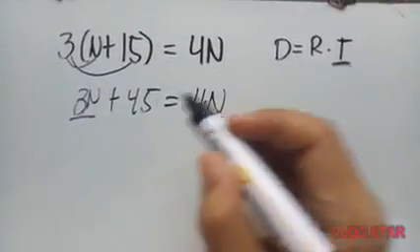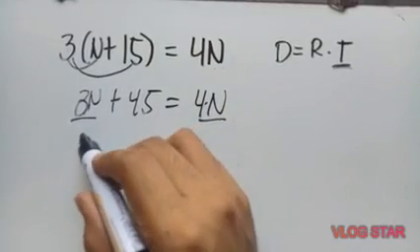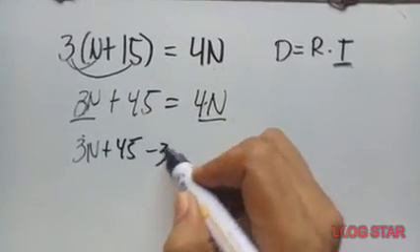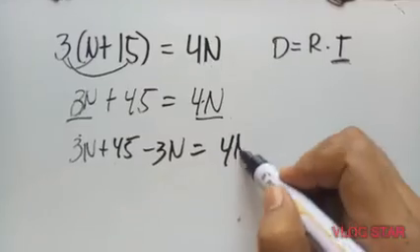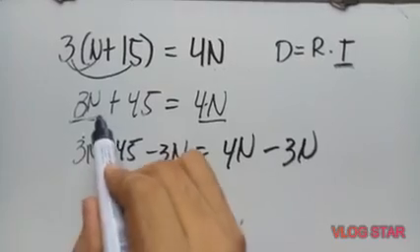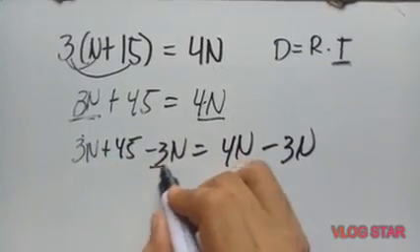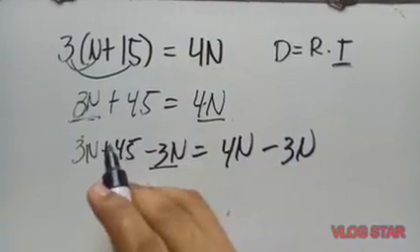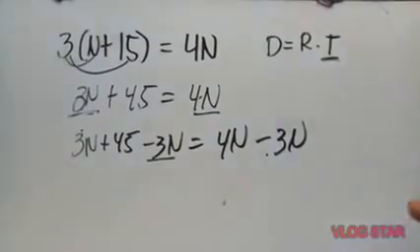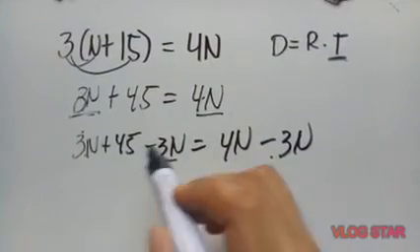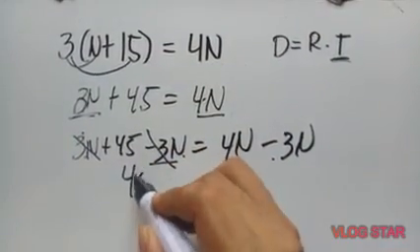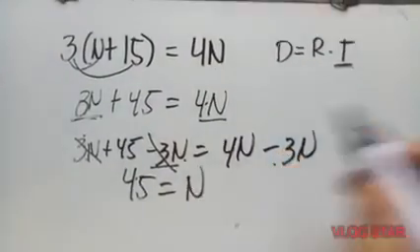So 3n plus 45 minus 3n is equal to 4n minus 3n. As you can see, we subtracted 3n to remove 3n on this side. Then we also subtracted 3n on the right side. So 3n minus 3n is 0. What's left is 45 is equal to n.